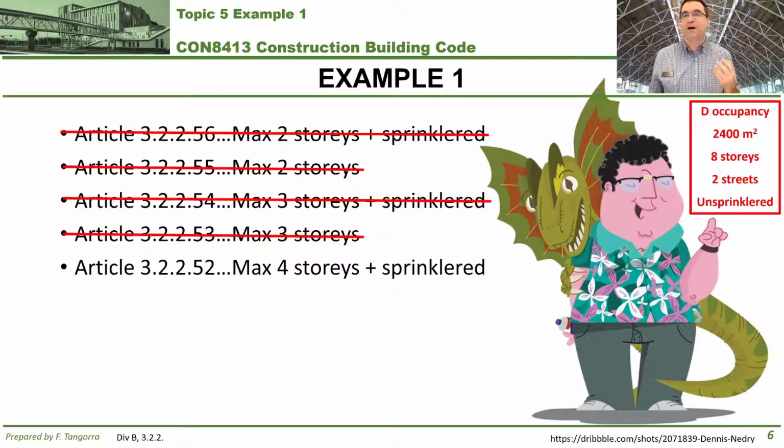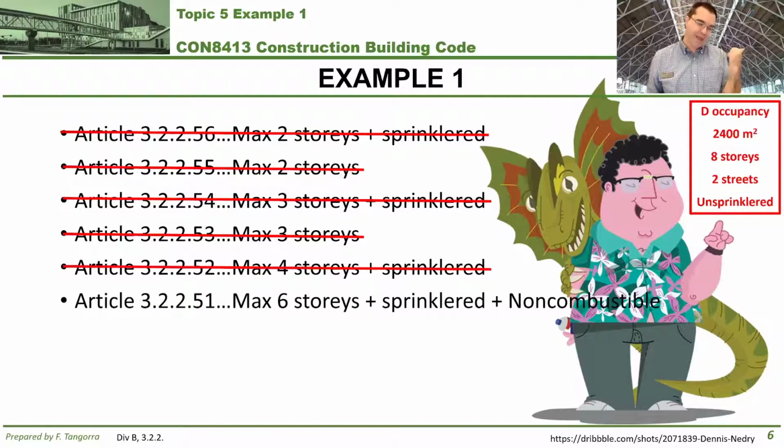Backwards, Article 3.2.252, maximum 4 stories and sprinklers. Does that apply? No, right? Because our building is 8 stories and unsprinklered. Next, backwards. Ooh, this is looking a bit better. We're moving up. 3.2.251, maximum 6 stories, sprinklered and non-combustible. Does this work? No. Our building, 8 stories, unsprinklered.